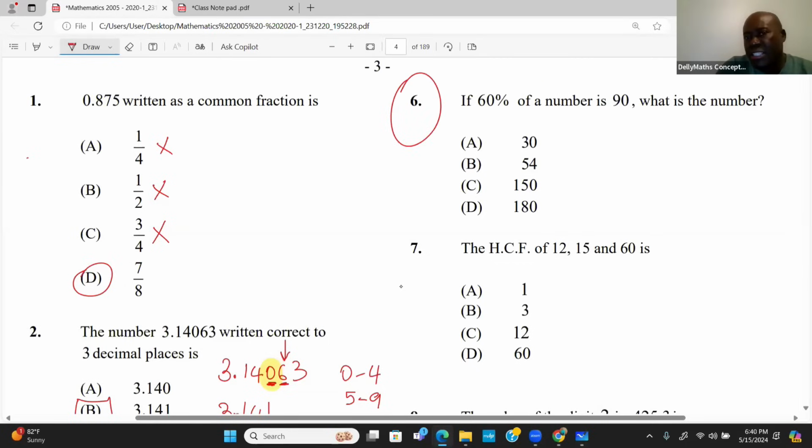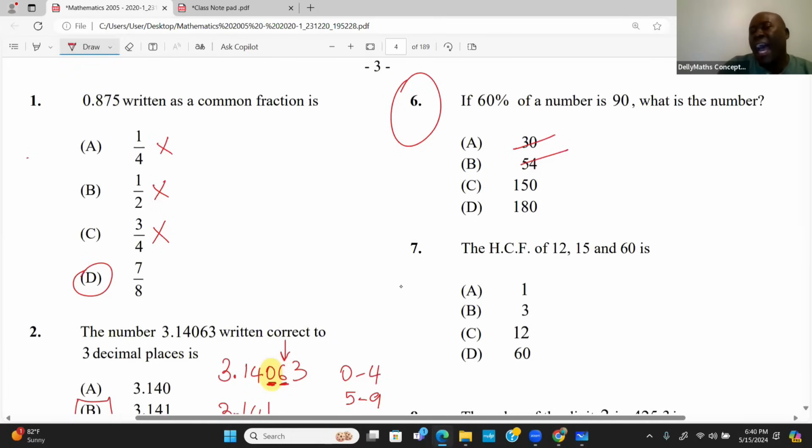Let's take a look at number 6. Number 6 says if 60% of a number is 90, what is the number? There is more than one way you can do this. If 60% of a number is 90, that means more than half of the number is 90. It can't be this, it can't be this.